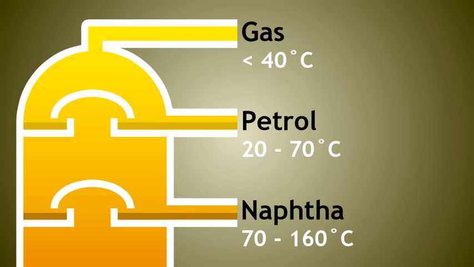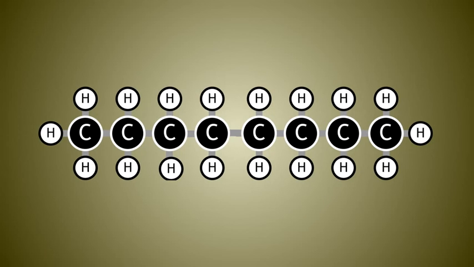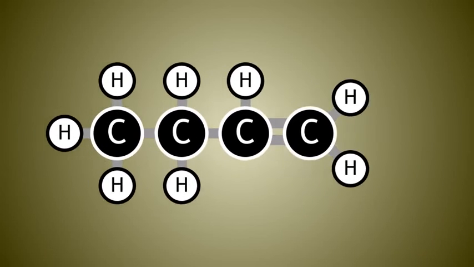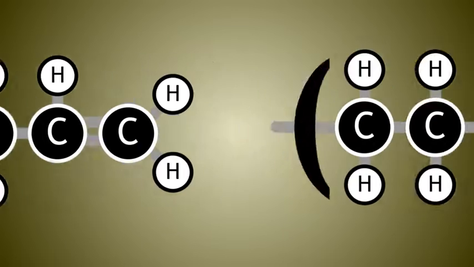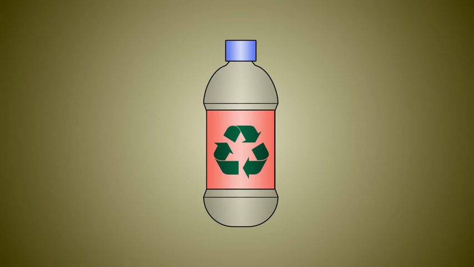Naphtha is not such a useful fuel, but it is a valuable source of organic molecules which can be cracked to make more fuels or form alkenes. Alkenes can be turned into polymers, and polymers can make plastics which are used in our everyday lives.